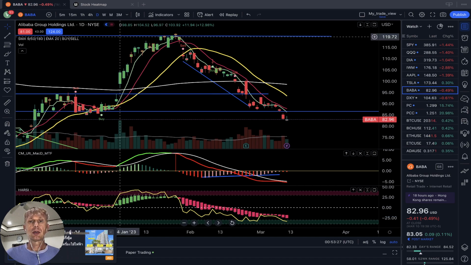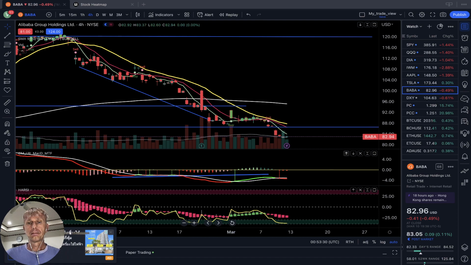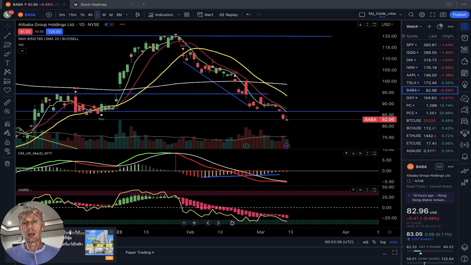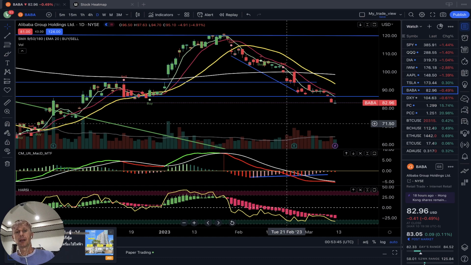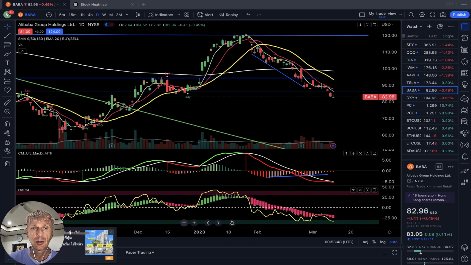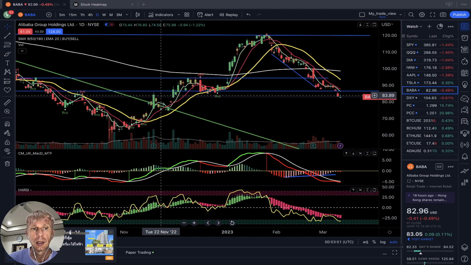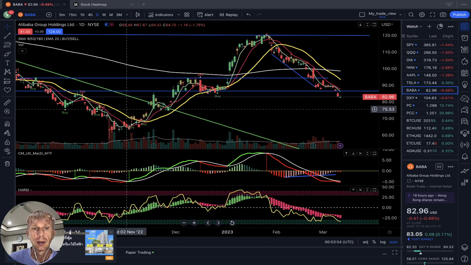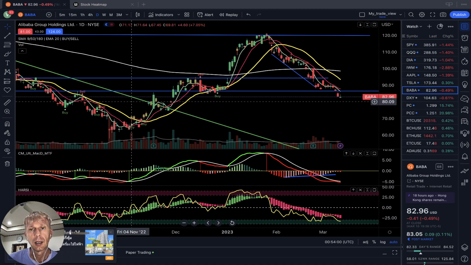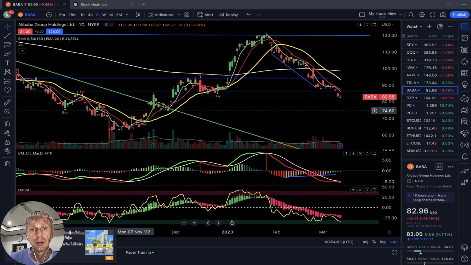Let's move to 4 hours time frame. Bearish trend, last bar below all moving averages. Let me move back to daily. You see this level, $86 support level, and it broke it. And let's see what is the next support level. Next support level should be this one, around 80 and 87.5. Something around 75. Next support level.